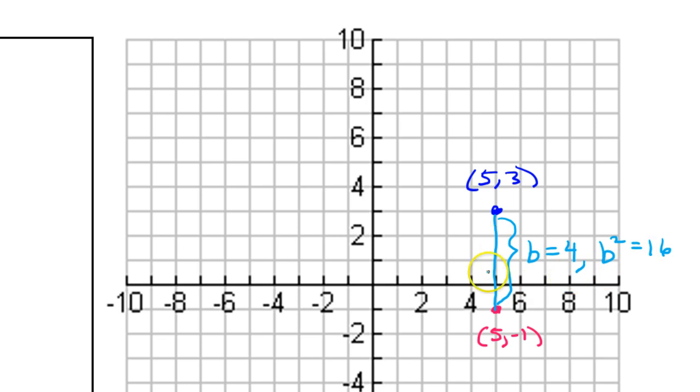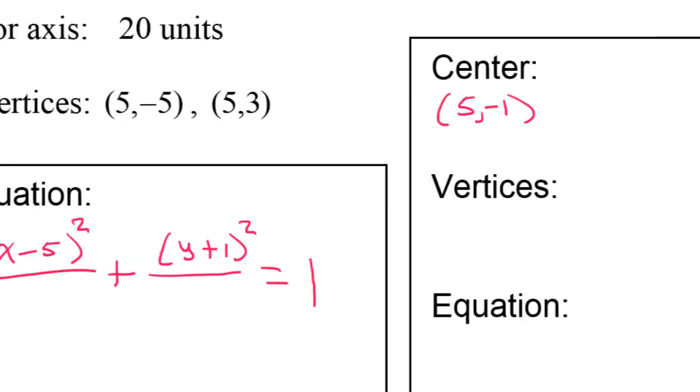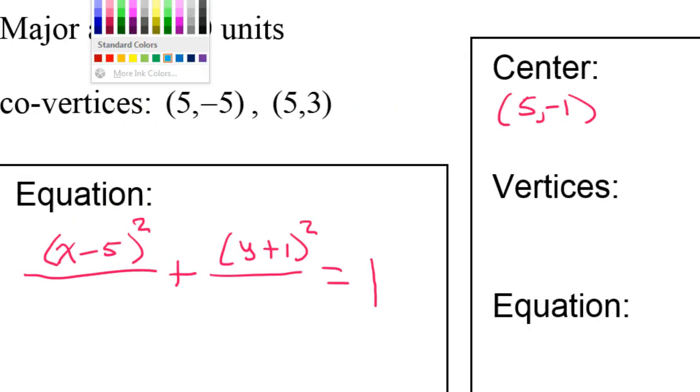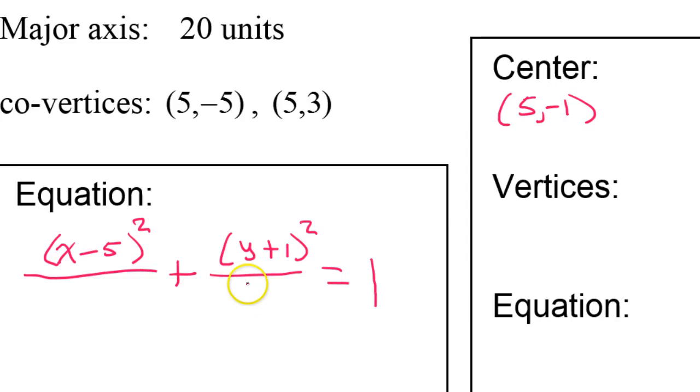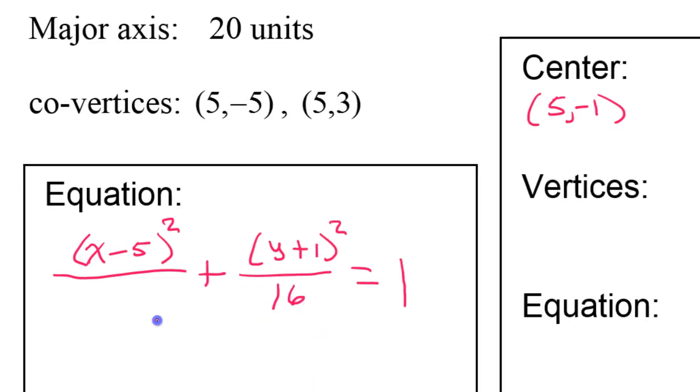And I can see that this is vertical. So this 16 should go underneath the y squared term. So that tells me I'm going to put 16 right here. Now, all I need to do is find my a squared value to put right here.